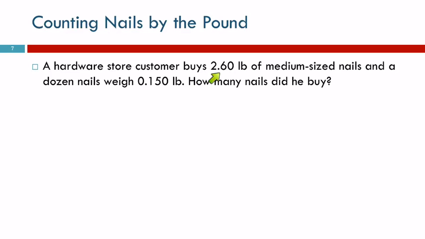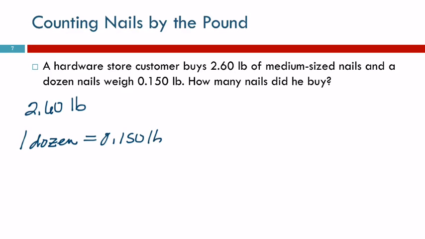So here we have 2 numbers. Let's write them down. 2.60 pounds of nails. And then we have this information, a dozen nails weighs 0.150 pounds. So 1 dozen weighs 0.150 pounds. We want to know how many nails. That's the question, right? How many nails?